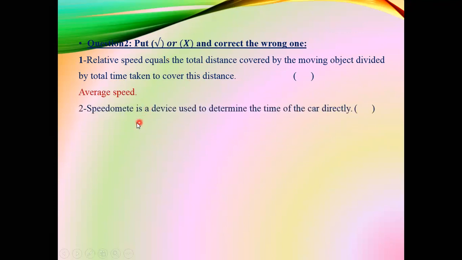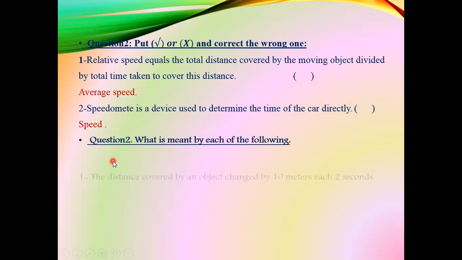The second one: a speedometer is a device used to determine the time of the car directly. Speedometer, what is it measuring? Is it the time or something else? I think it's measuring the speed. So this one also is wrong.